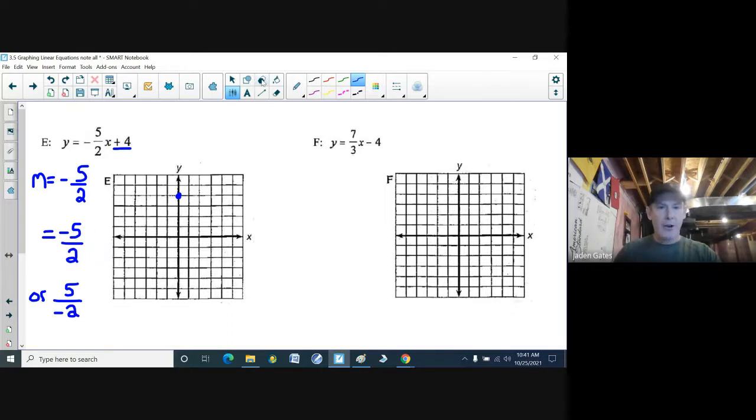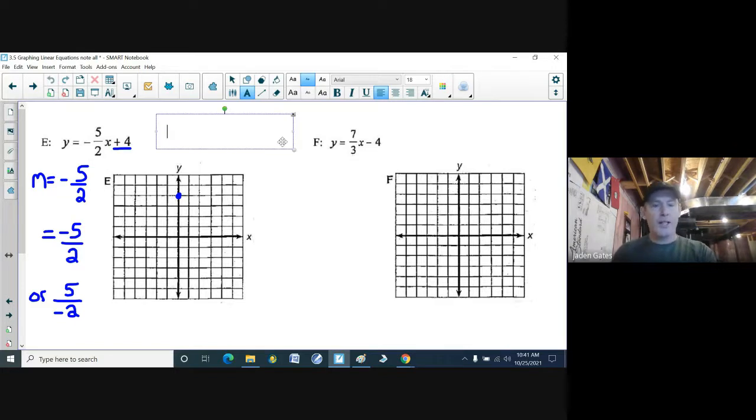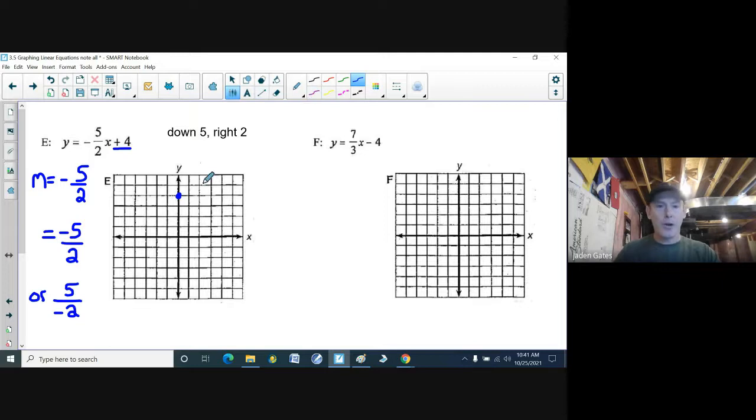Because the first pattern here that we have of -5/2, again, our rise is -5, so that's saying going down 5. But the run is +2, so it's right 2. All right, so now when I put more points on my graph here, I go to my y-intercept, down 5, 1, 2, 3, 4, 5, right 2. Down 5, 1, 2, 3, 4, 5, just fits, right 2. And there we go.